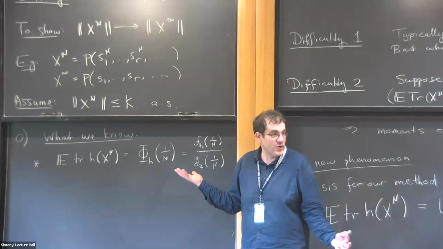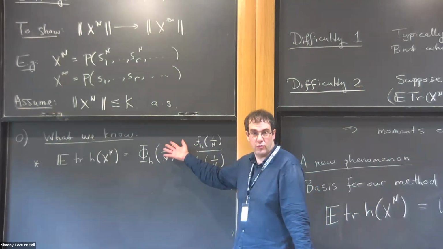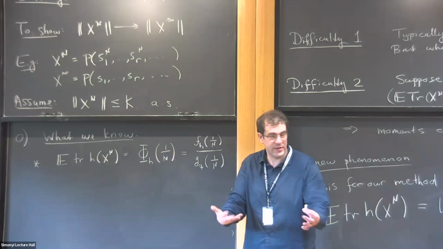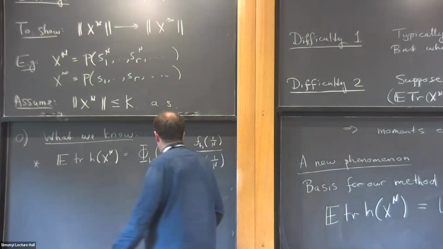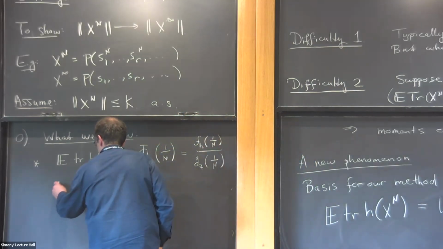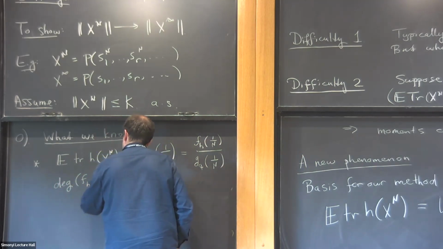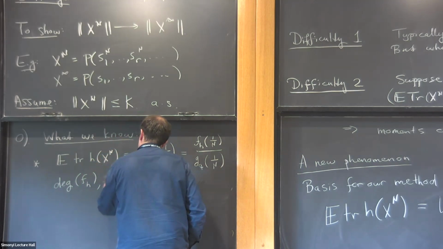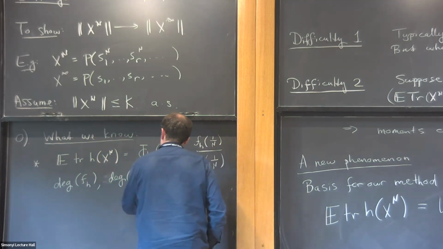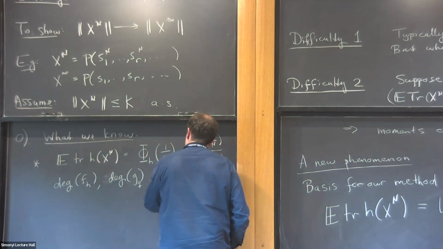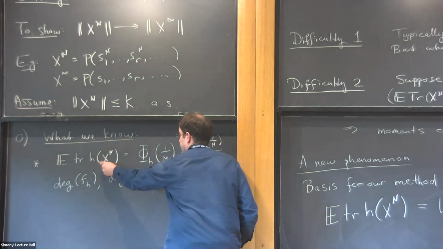It's like some awful rational function. I don't know how it behaves. Then I have to try to understand how it behaves. But there are some easy things, because what typically happens here is that the degree of f_h and the degree of the denominator is proportional to the degree of the polynomial h.